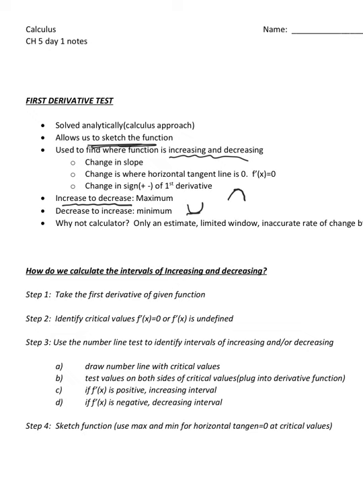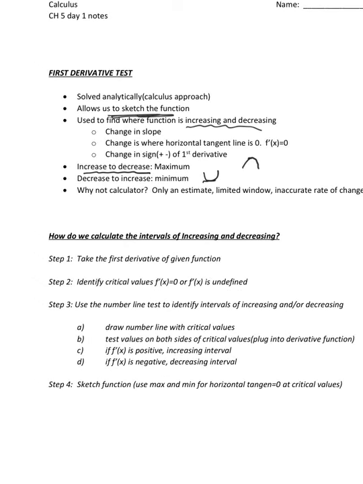So how do we do this? There are 4 different steps. The very first one we want to do is to find the first derivative, which is what we've been working on. And we're going to do something called identifying critical values. Now that is going to be where the derivative is 0, which would be a horizontal tangent, or where the function is undefined, which would be an asymptote.